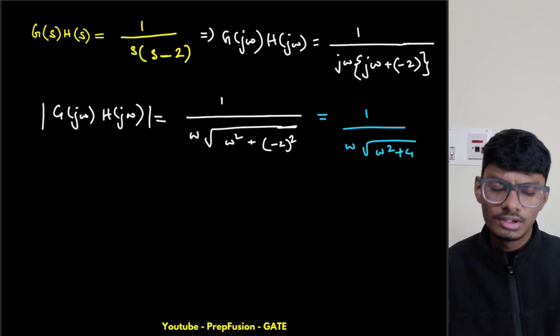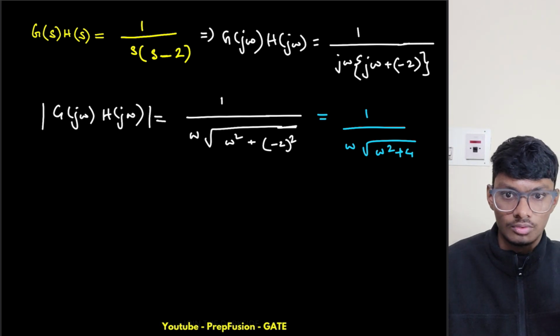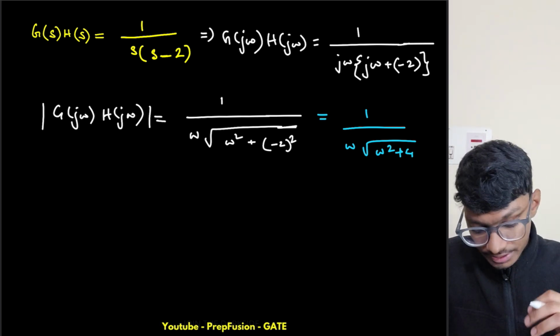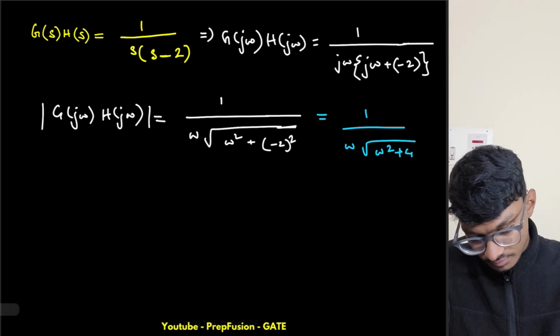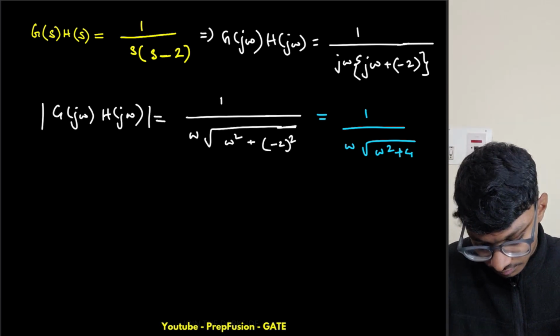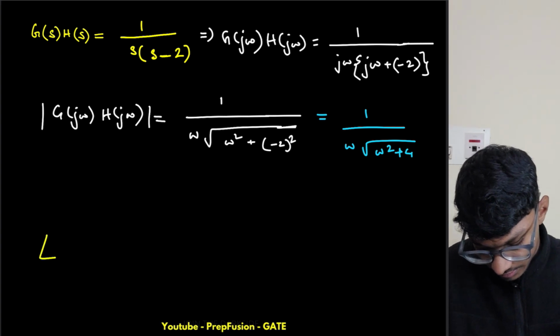So this is something similar to 1 plus j omega tau, that you can say. But this time will my angle change or what? Let's see. So what will my angle be?